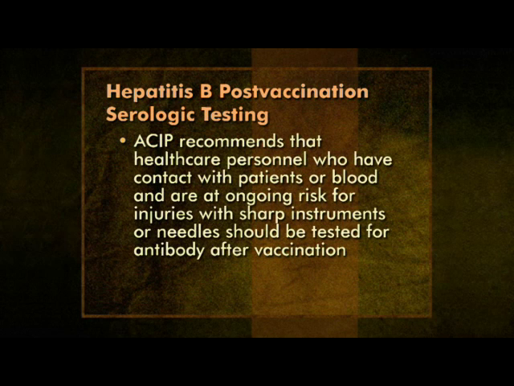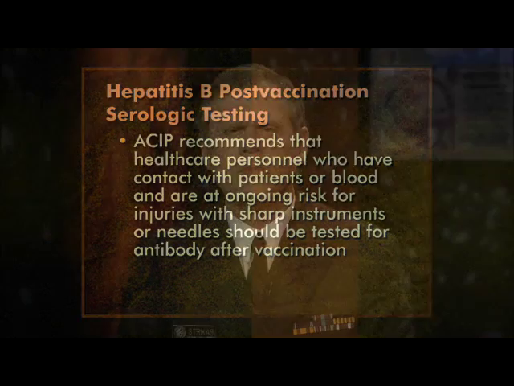Since 1997, ACIP has recommended that healthcare personnel who have contact with patients or blood and are at ongoing risk for injury with sharp instruments or needles should be tested for antibody after vaccination. Routine testing is not recommended for persons at low risk of exposure, such as public safety workers and healthcare personnel without direct patient contact. Testing for antibody to hepatitis B surface antigen should be done 1 to 2 months after the 3rd dose of vaccine.